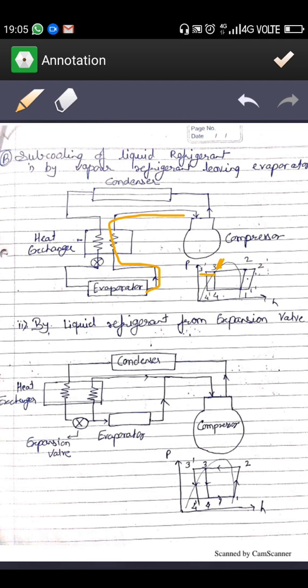Similarly, we can use another method, which is by using the liquid refrigerant from the expansion valve. The liquid refrigerant which passes after the expansion valve, we can pass to the evaporator, and this also performs the same function of subcooling, and again we pass it to the compressor. We can use these two methods to improve the performance of the vapor compression refrigeration cycle.